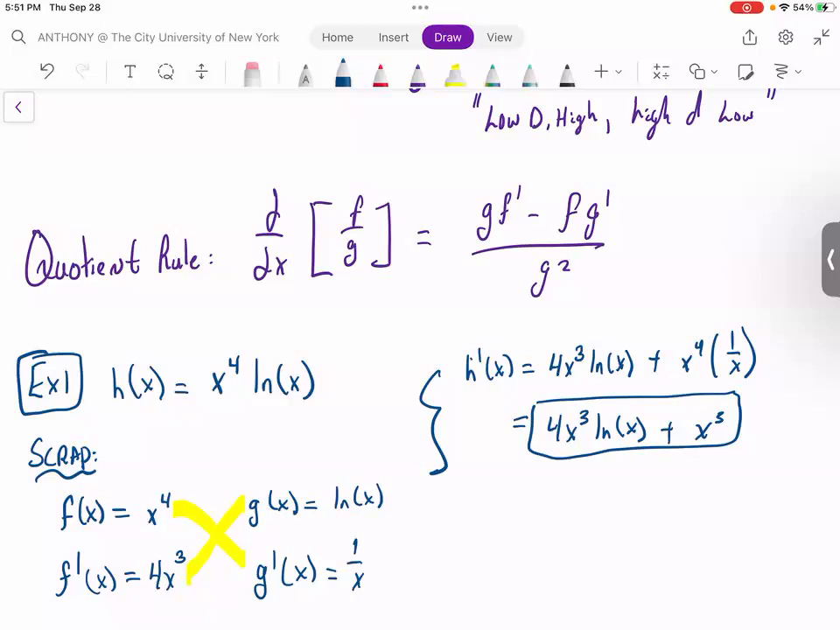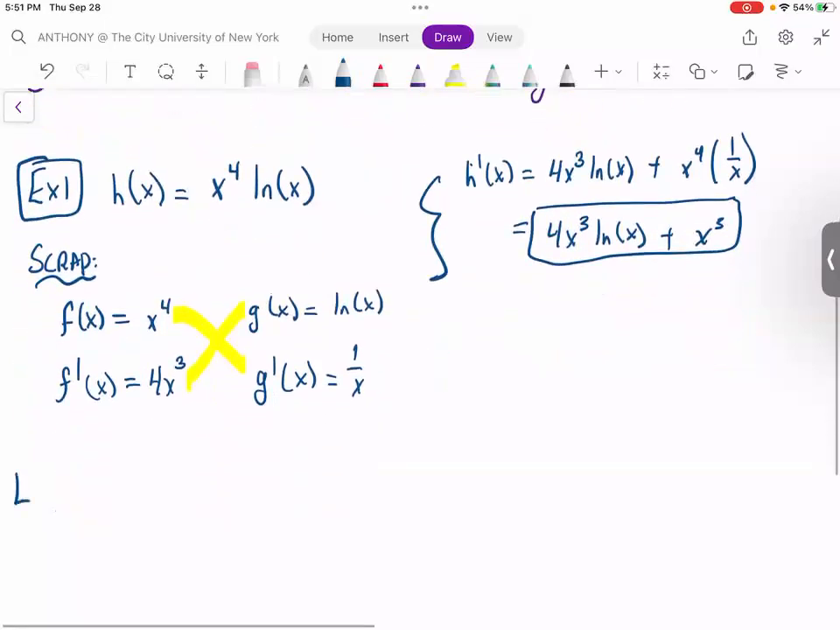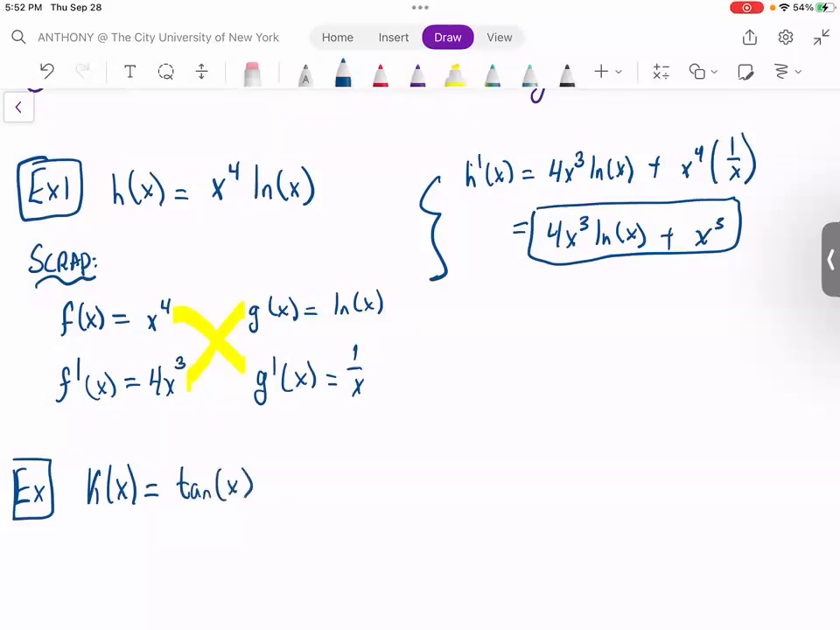Any questions? No? Okay. Let me show you one more example, and this time I'm going to use the quotient rule. So the quotient rule, example 2, says that I want to find, let's say my function, I call it k of x, is equal to tan of x. Now, I wrote this on the board earlier while I was pausing the videos. I said that the derivative of tan of x is secant squared of x.